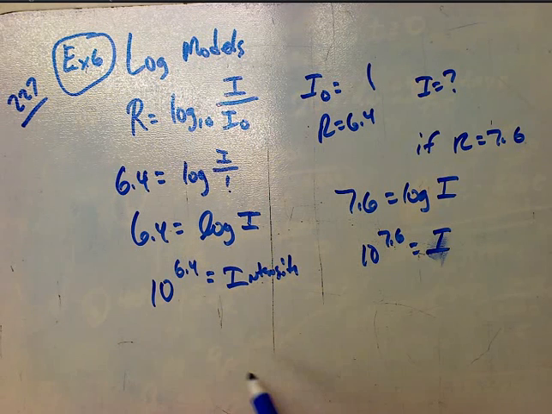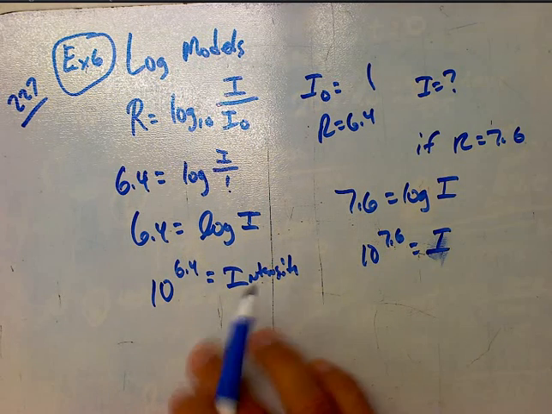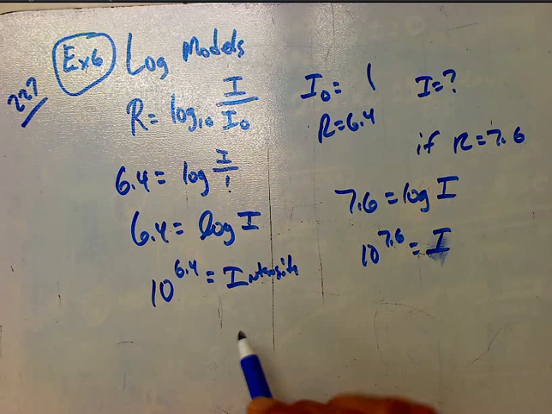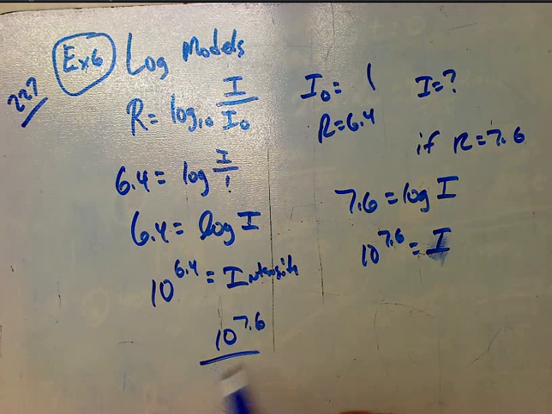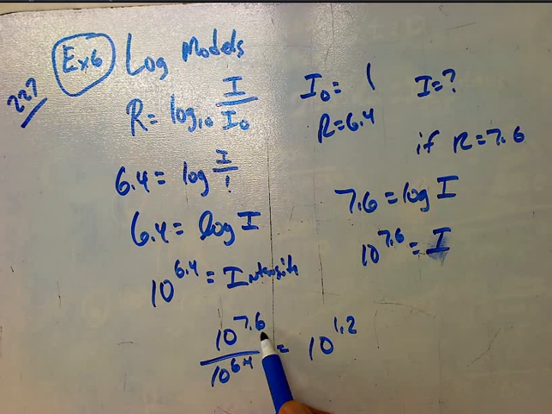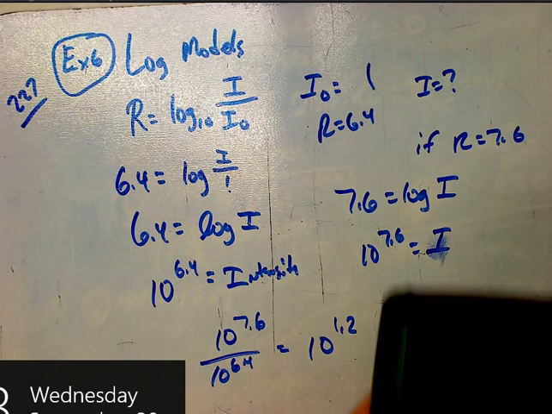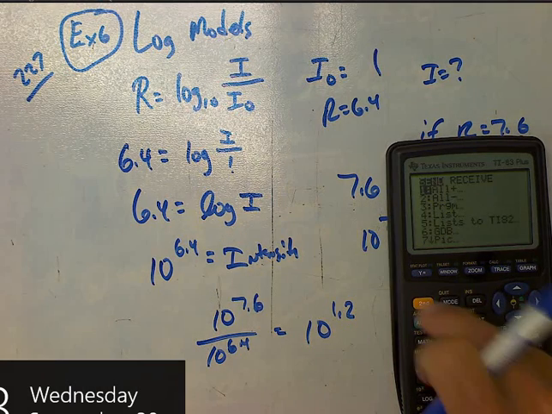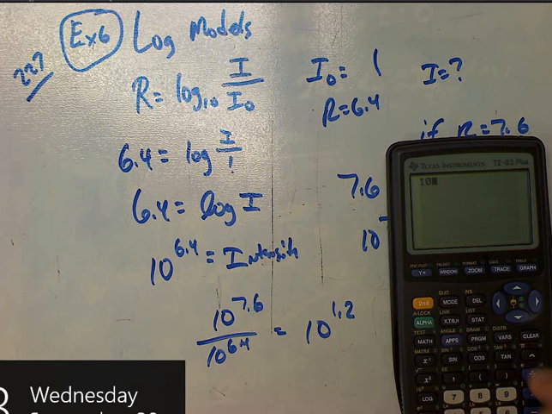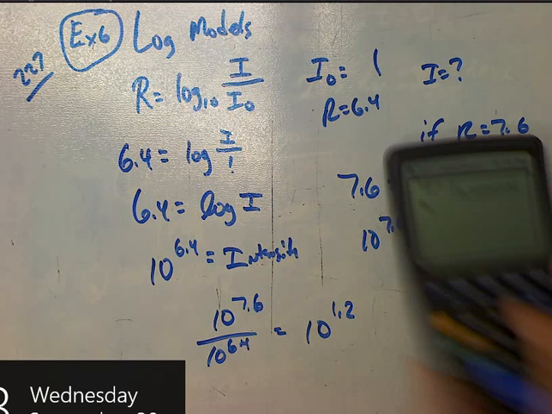But to compare the two earthquakes, we would take 10 to the 7.6 divided by 10 to the 6.4, and that is 10 to the 1.2, subtract exponents, which is, put that in the calculator, 10 caret 1.2 enter, and you get 15.84, so it's approximately 16.